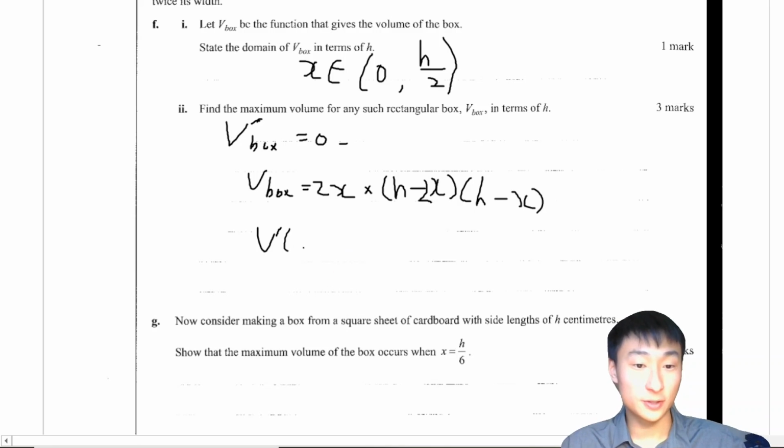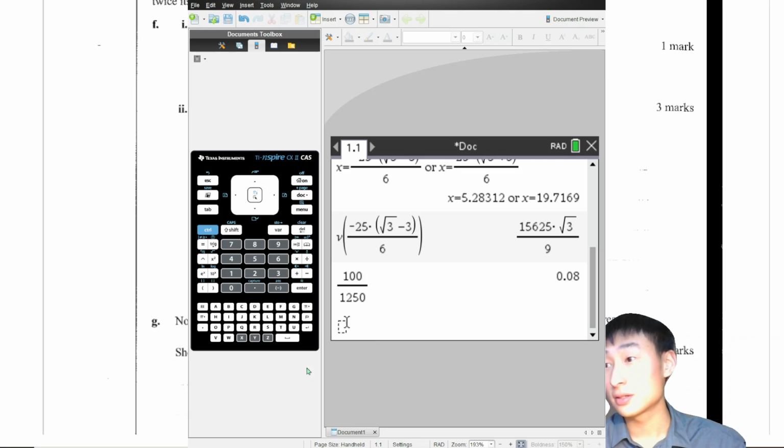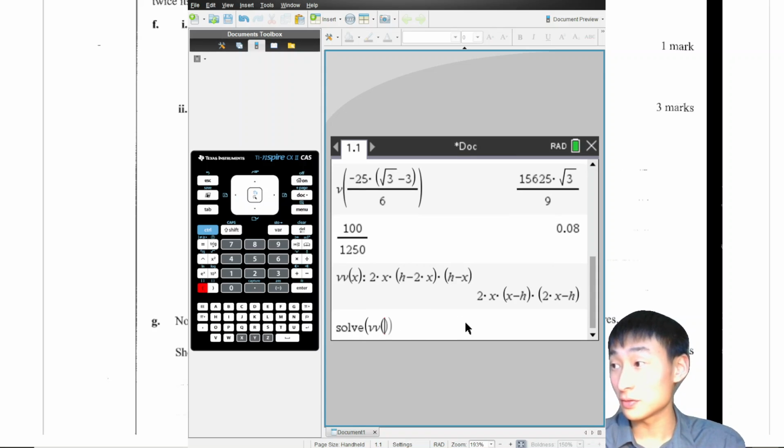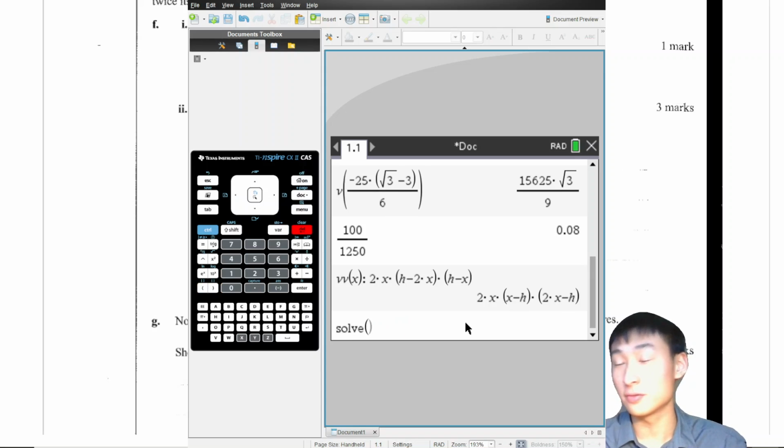So V of x is equal to 0. What do we get there? I'll just get my CAS back. We end up getting V of x is equal to 2x times h minus 2x times h minus x. So 2x, h minus 2x, h minus x. And then solve the derivative of that is equal to 0.